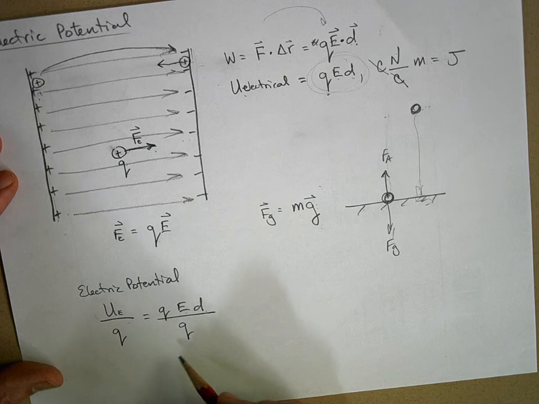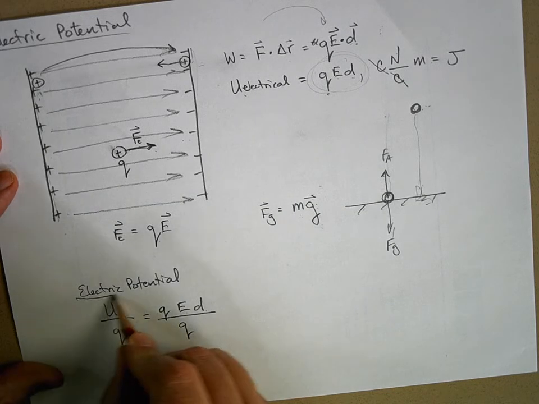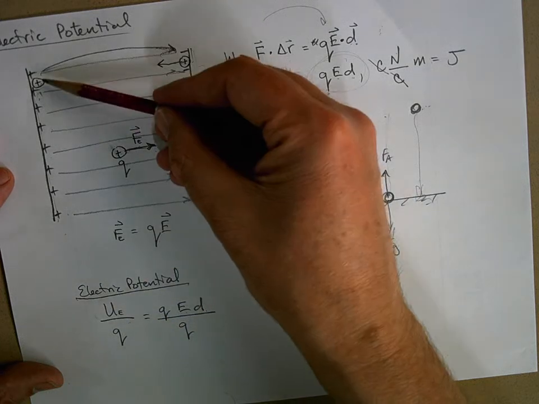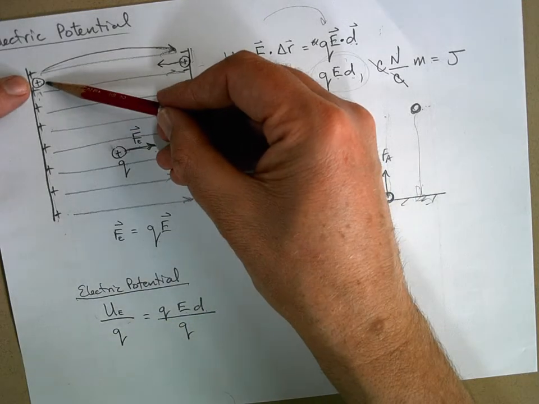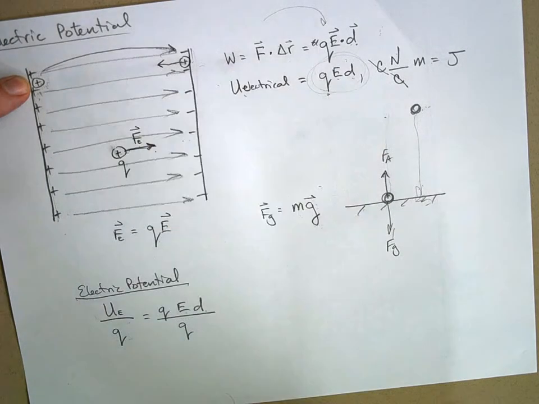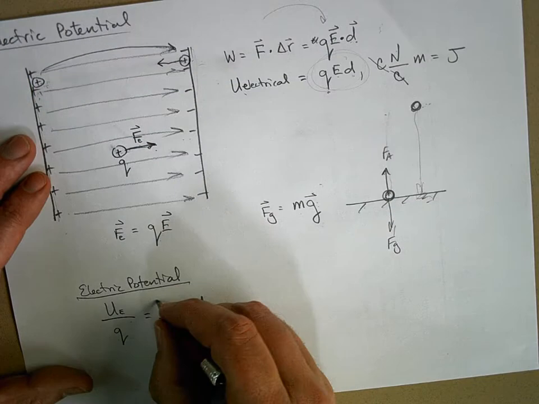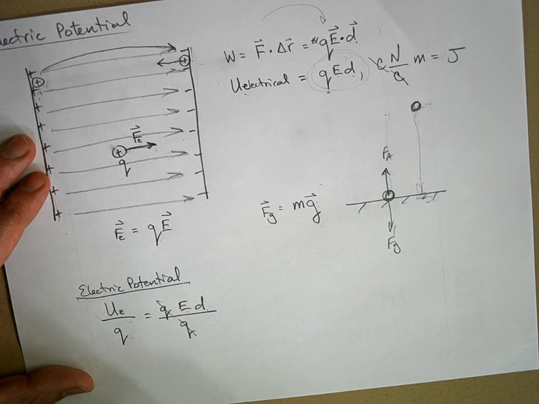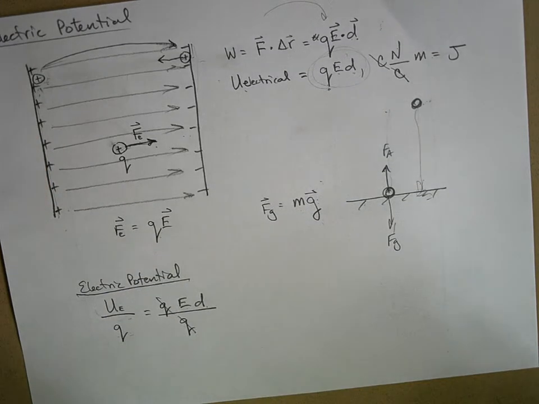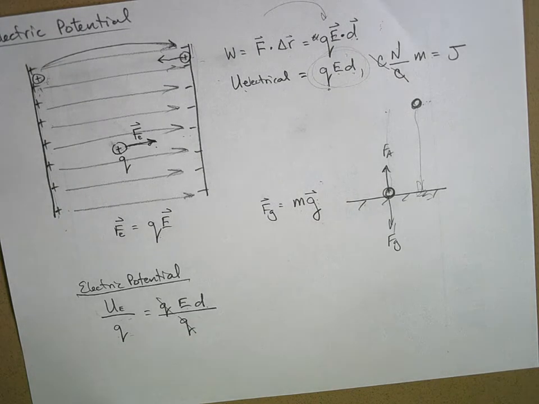Now this is by definition. This is how I define electric potential. It's the amount of energy stored on that little charge divided by its charge. Well, its charge cancels out, and I get electric potential. Now, what variable do we use for electric potential? This is a big deal.